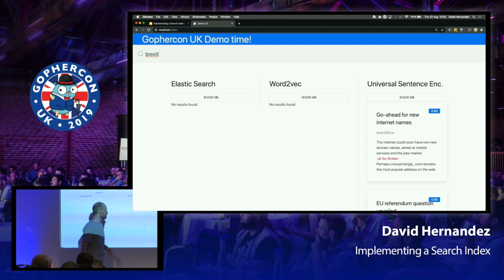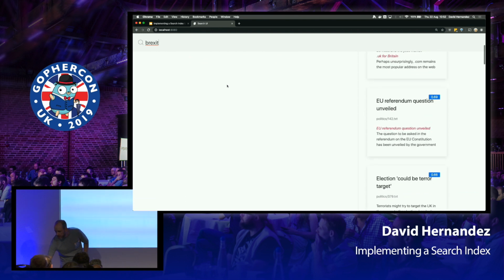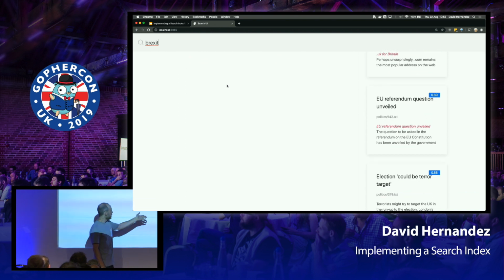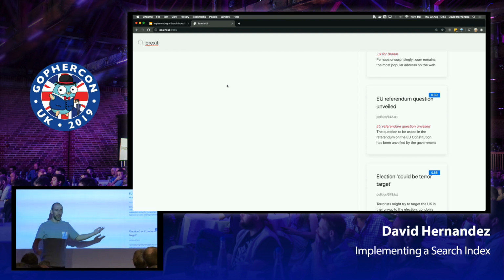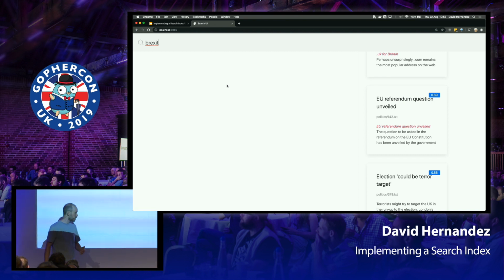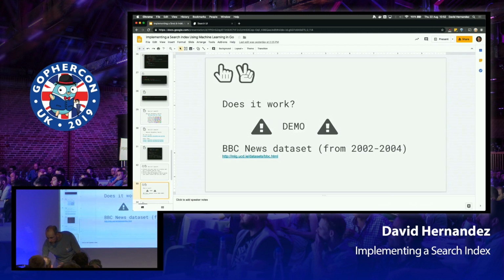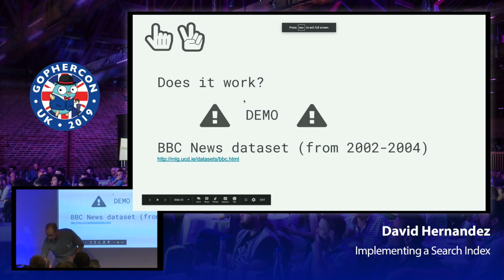But Universal Sentence Encoder seems to know about Brexit. So even if this is an old data set, it retrieves these results that are talking about the EU referendum. That's pretty good, isn't it, for information retrieval and discovery? That's quite an amazing result. So it kind of works. Let's go back to the presentation.